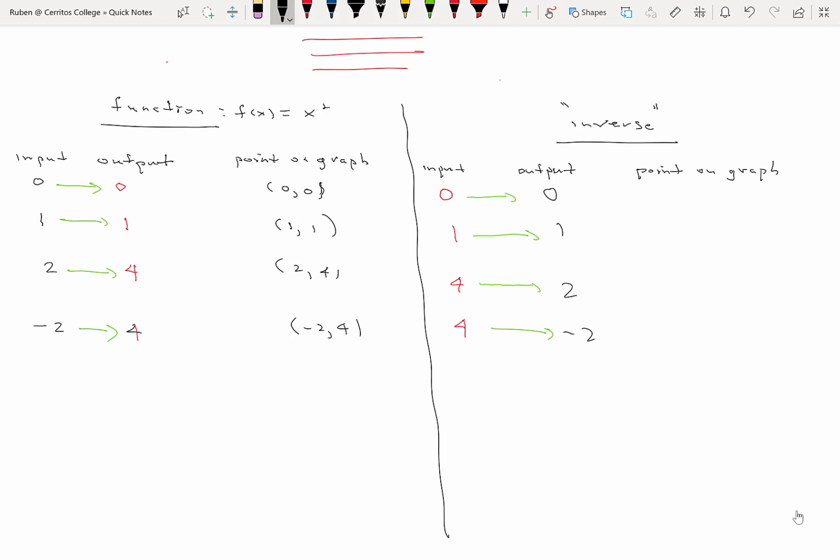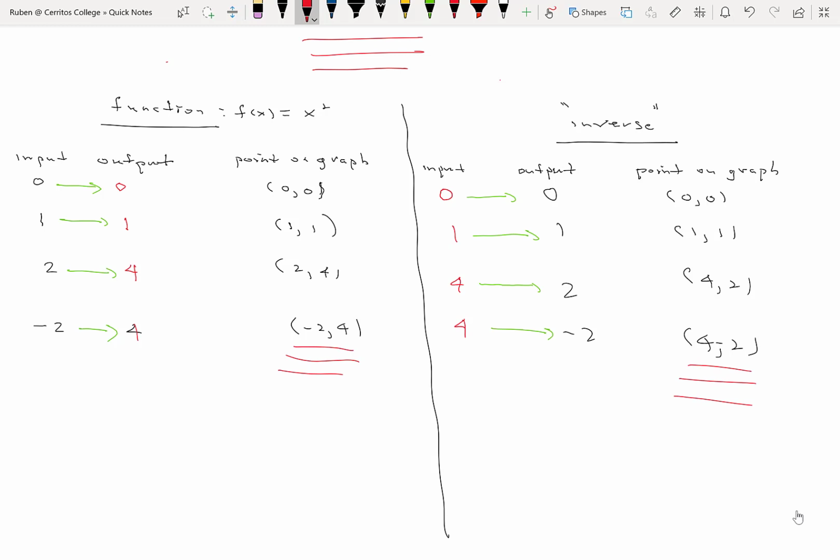But notice that that amounts algebraically to reversing the x's and y's on the function in the inverse. So the corresponding points on the graph of the inverse would be 0, 0, 1, 1, 4, 2, and 4, -2. Okay, and if it helps, concentrate on the last points on function and inverse.